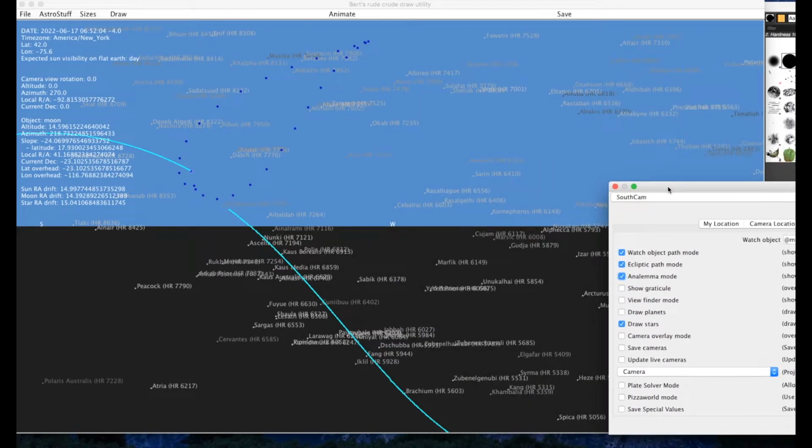And I decided to take a look at the analemma mode as well for the moon. And as you can see, it looks quite interesting. It kind of looks like a teardrop at this point. This is where the moon would be based on the moon's sidereal day. And I'll cover that in just a little bit.